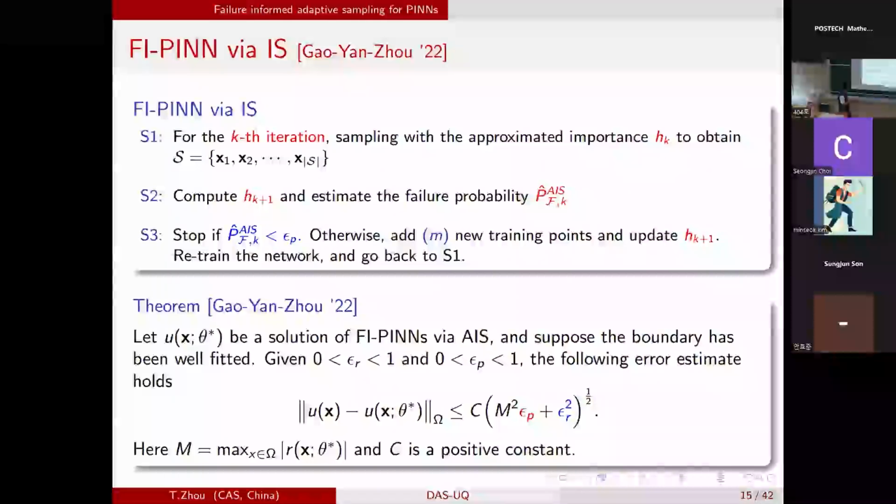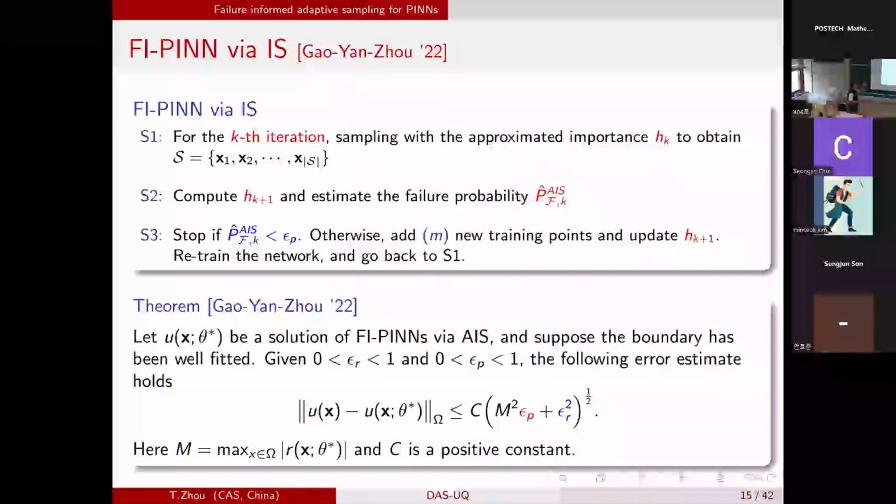It says that the error between the approximate solution and the exact solution is bounded by these two tolerances, where the residual tolerance is a first-order term, and the probability error tolerance is a half-order term. So the dominant term is the probability tolerance, which is reasonable because this is a statistical method. You care about the probability, not a single point.